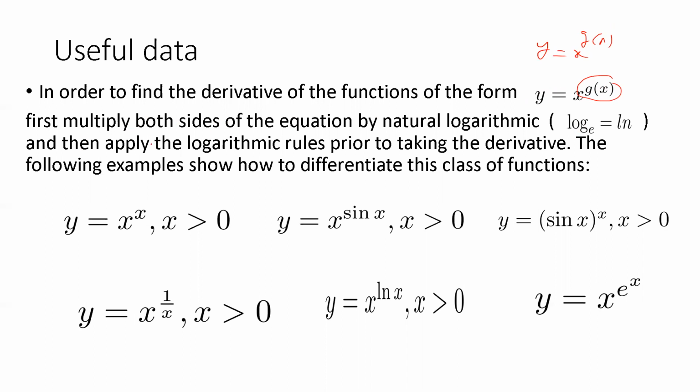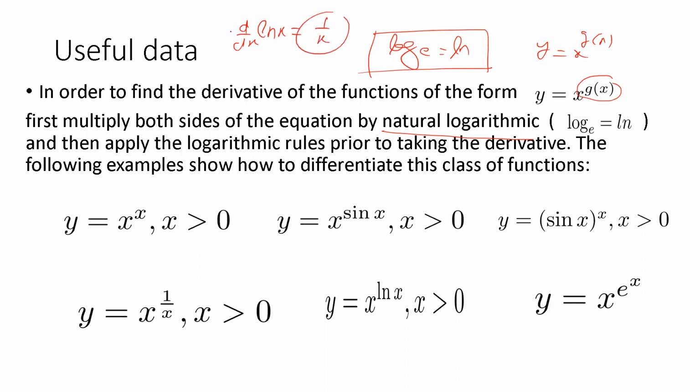First, multiply both sides of the equation by the natural log. We have already told you in the second and third lectures how to deal with the natural log. Log e is equal to ln. This is the natural log. So if you differentiate ln x, what is the answer? It is 1 by x.